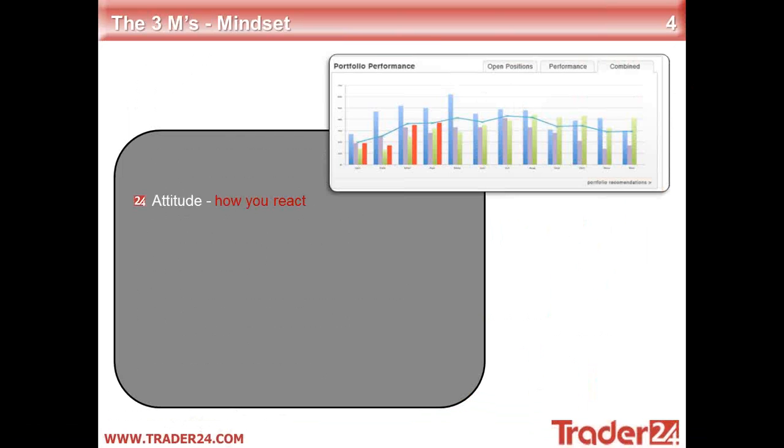If you feel that you're in too big a position and you can't sleep at night because you're worried about what that position is doing, well, the chances are you're more of a risk-averse person, and you probably need to gear down on the size of your trade.